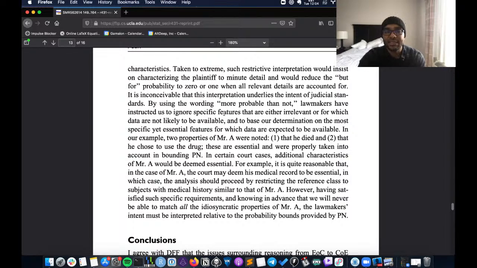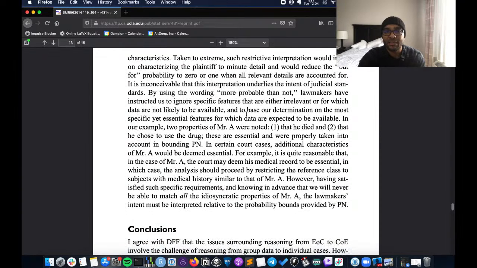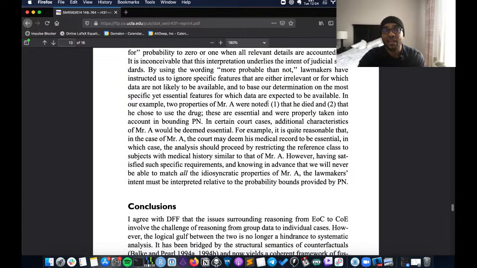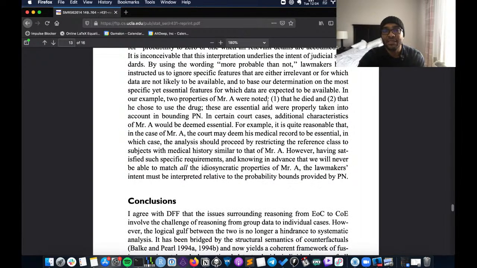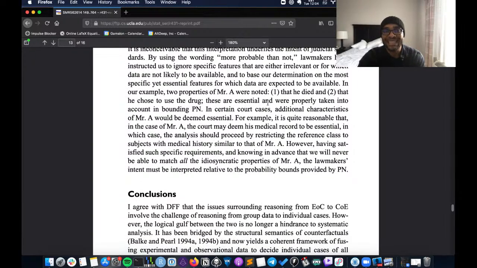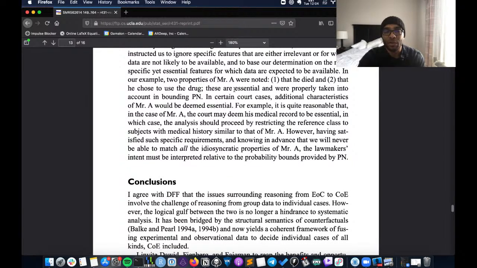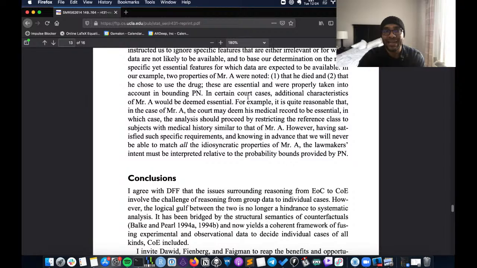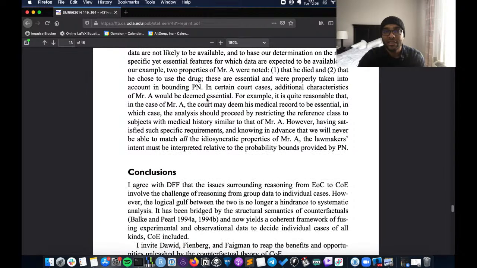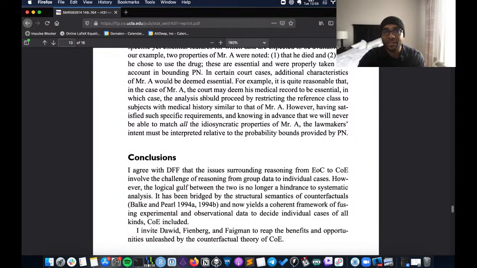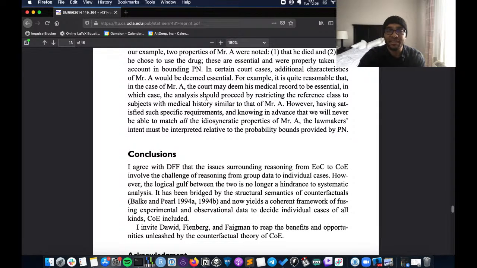By using the wording "more probable than not," lawmakers have instructed us to ignore specific features that are either irrelevant or for which the data is not likely to be available, and to base our determination on the most specific yet essential features for which the data are expected to be available. In our example, two properties of Mr. A are noted: that he died and that he chose to use the drug. These are essential and were properly taken into account in bounding probability of necessity.